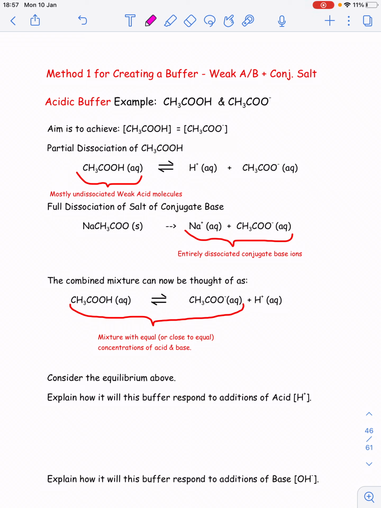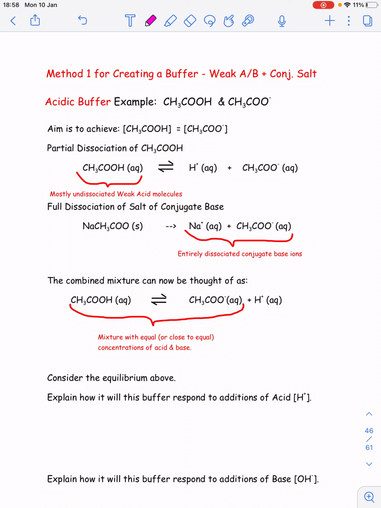What I call method 1 is that you start with a weak acid or base, and then you can just add that conjugate directly by adding a salt that contains that ion. We've talked previously about salts that have acid-base character, that salt hydrolysis topic. So this is just playing off of that. So for example, if I have a weak acid like ethanoic acid, shown up here on the left, CH3COOH, its conjugate base is the ethanoate ion, CH3COO-.